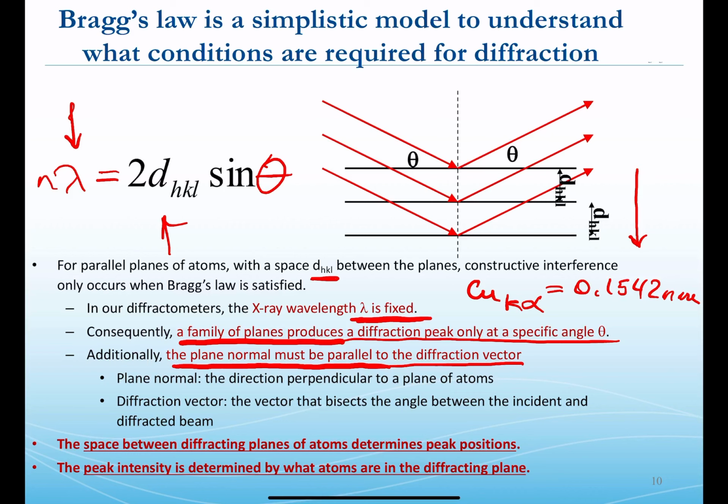So a diffraction vector here is defined by the following. A plane normal is the direction perpendicular to the plane of atoms. So here in the diagram above, that would be the dotted line. That is our plane normal. And now, what is the diffraction vector? The diffraction vector is the vector that bisects the angle between the incident and diffracted beam. Okay, so that's also right there.